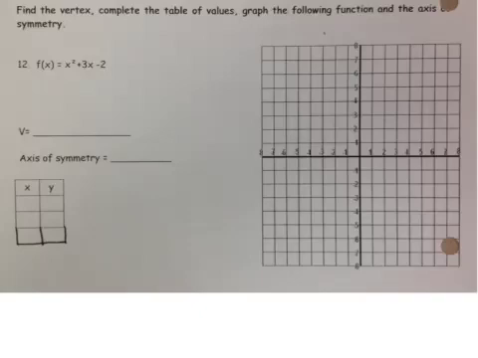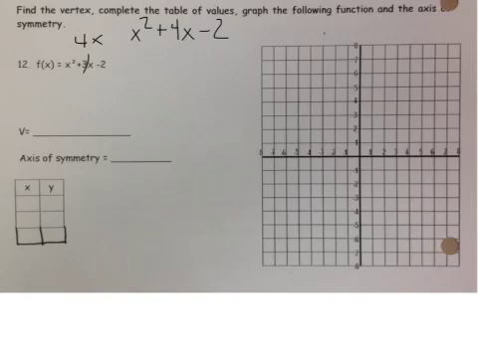Alrighty, this is problem number 12 from the review. First thing we're going to do is change that 3x to a 4x, because I said I wanted you guys to change that in class and some of you probably weren't paying attention and didn't do it. So let's change that to a 4x, and now we have x squared plus 4x minus 2. Alright, so that's our new function.